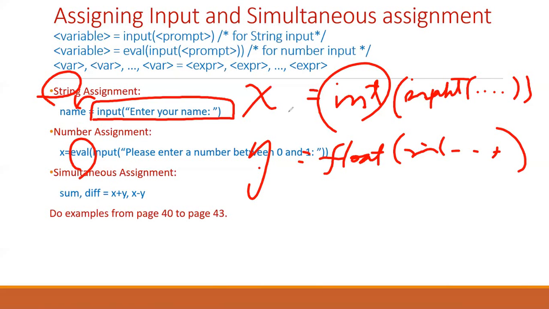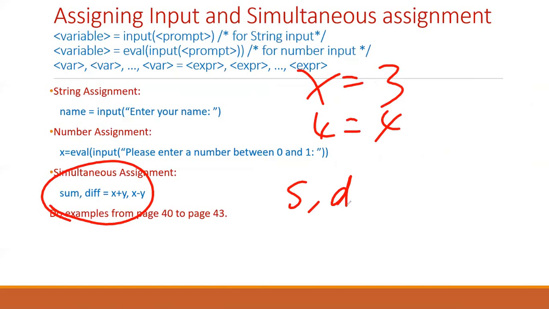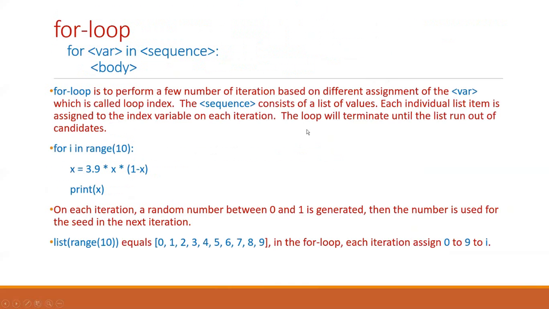Python also allows this, called simultaneous assignment. So I have x equals 3, y equals 4. Then I have sum and difference equals x plus y, x minus y. This one will be 7, this one will be minus 1. So sum will be 7, difference will be minus 1. They can do this, called simultaneous assignment. But in Java or C++, they are not allowed to do so. No such simultaneous assignment. Okay.